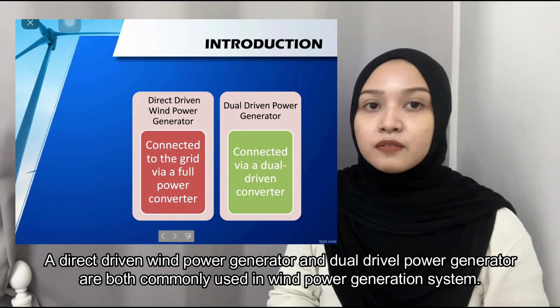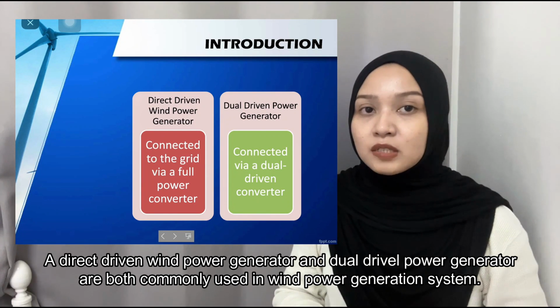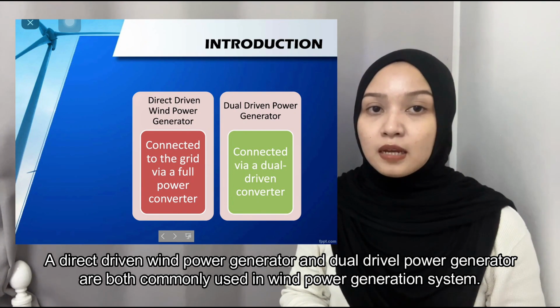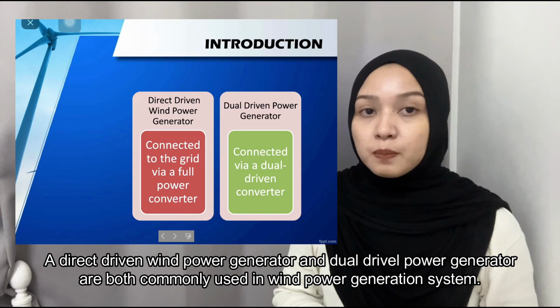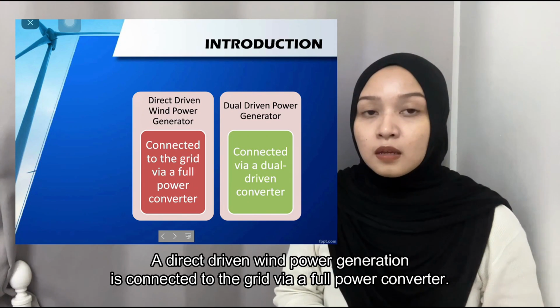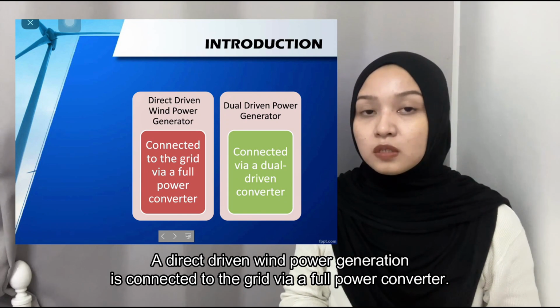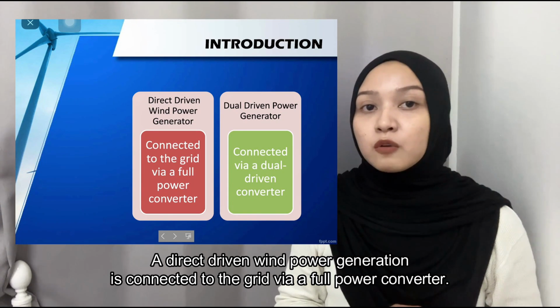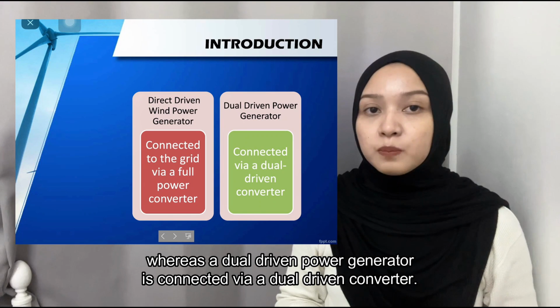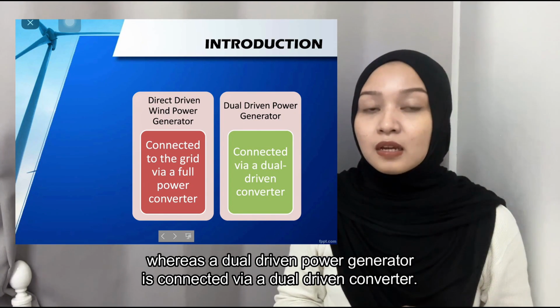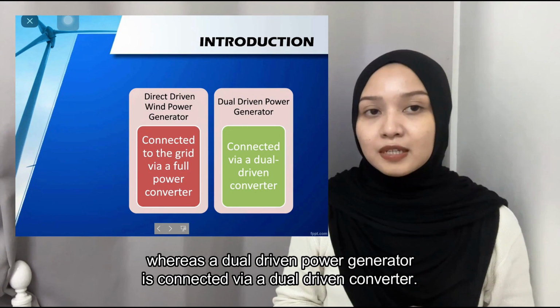A direct-driven wind power generator set and a dual-driven wind power generator set are both commonly used wind power generation systems. A direct-driven wind power generator set is connected to the grid via a full power converter, whereas a dual-driven wind power generator set is connected via a dual-driven converter.